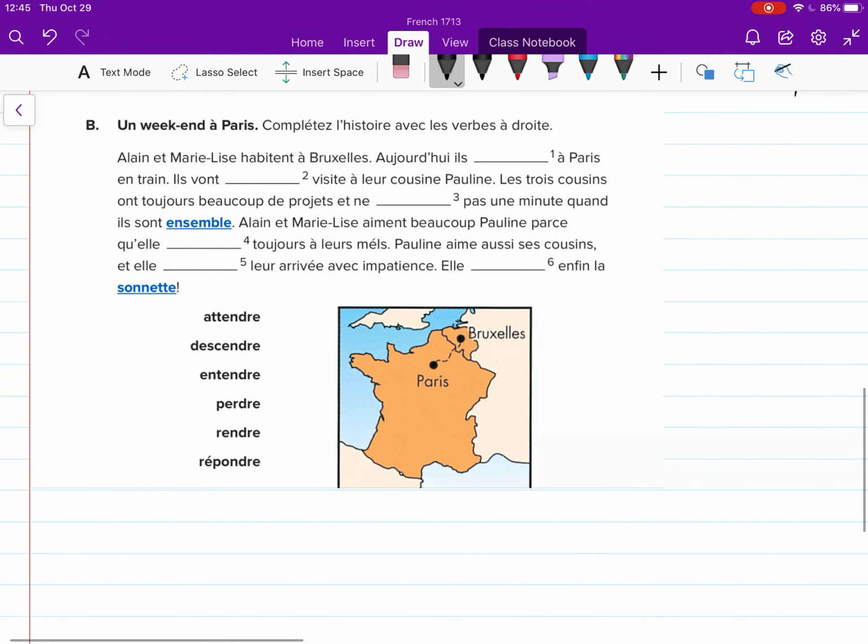Okay, continuing on to our last exercise for today. Exercice B. Un week-end à Paris. Complétez l'histoire avec les verbes à droite. So it's not actually to the right. Our verbs here are right here. We need to know what these mean and put them in the right places. Notice that we have 6 verbs and 6 blanks. So you use each one of them once, put them in the right place, and conjugate. Go ahead and pause the video, try your best, and when you come back, I'll do the answers with you.